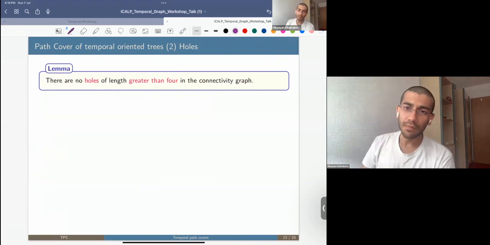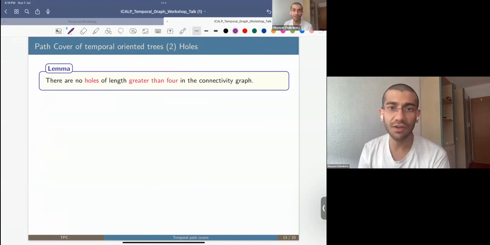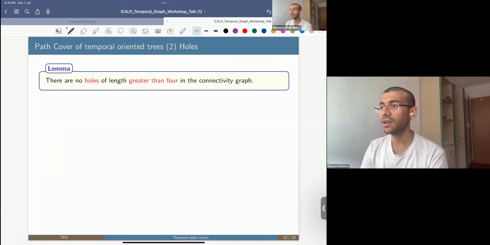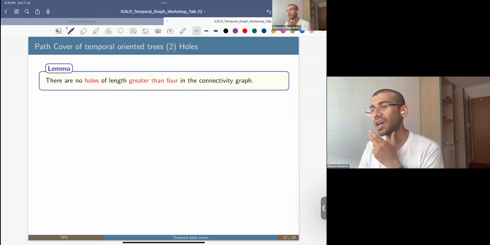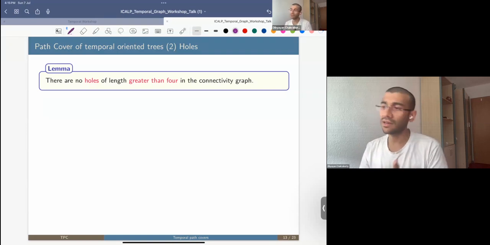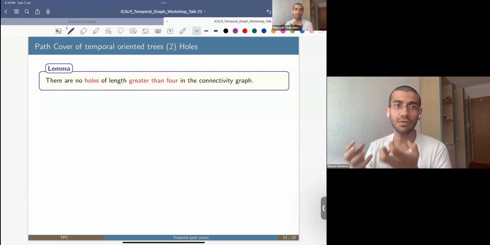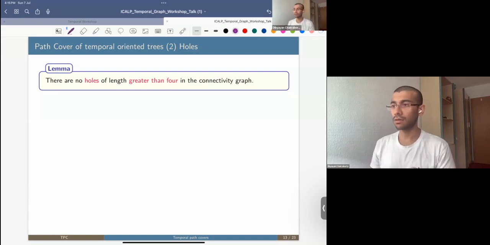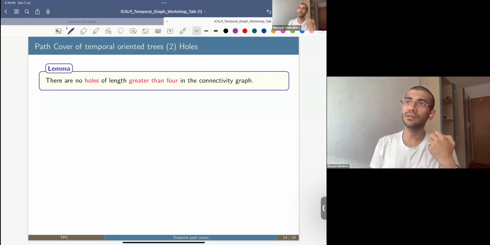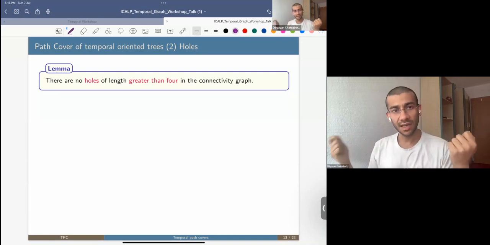Now the second step is to show that the connectivity graph is structured enough so that you can compute this minimum clique cover. What we end up showing is that this connectivity graph is a perfect graph. It's a subclass of perfect graphs known as weakly chordal graphs. Once we show this, we have the Dilworth property, because in a perfect graph, the size of the minimum clique cover equals the size of the maximum independent set.